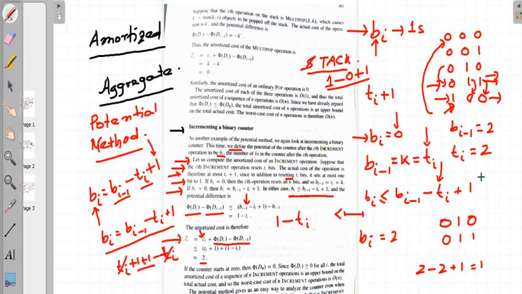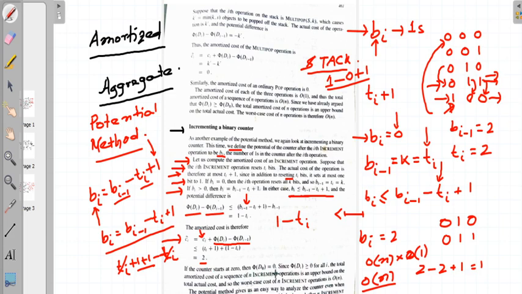So we will have n increment operations, that is a sequence of n increment operations, as already told. So the amortized cost per increment operation is 2. So for n increment operations, it should be multiplied by 2, because each one will take constant or order of 1 time. Right? So the total will again be order of n.